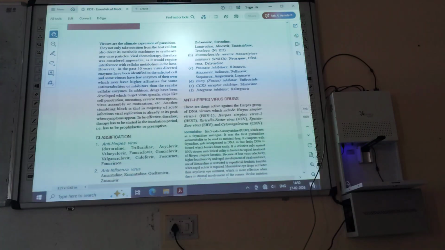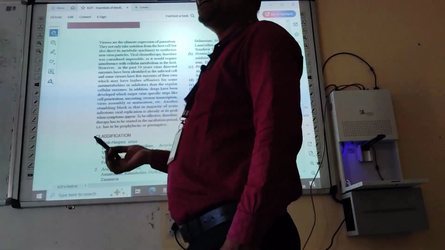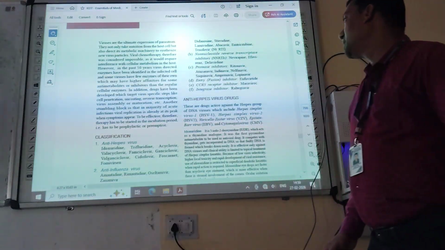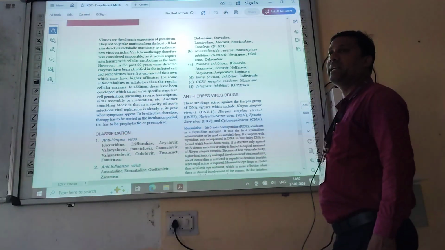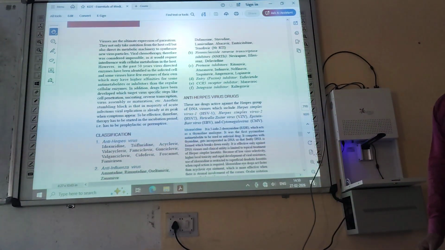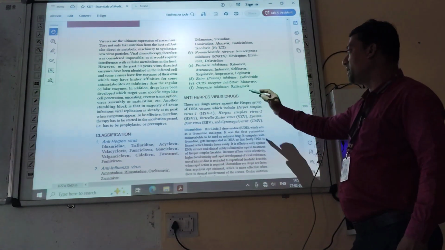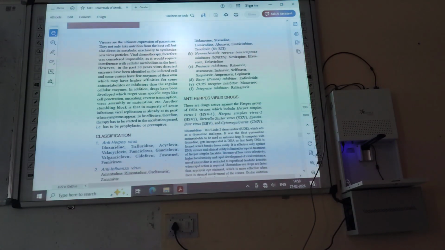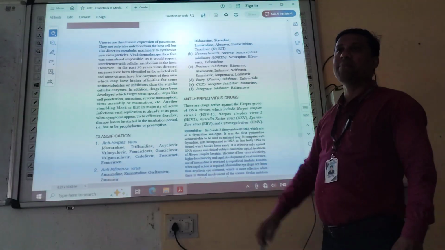Then integrase inhibitor. Integrase is an enzyme through which the virus integrates inside the human cell. The integrase, the enzyme responsible for integration of viral components inside the human cell, will be inhibited. The example is raltegravir.